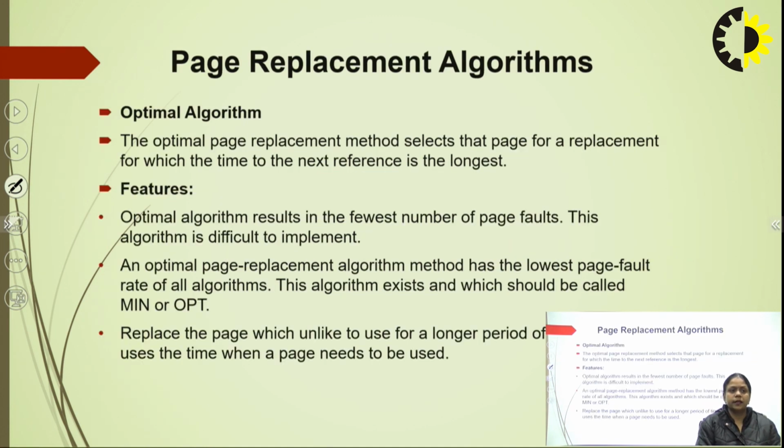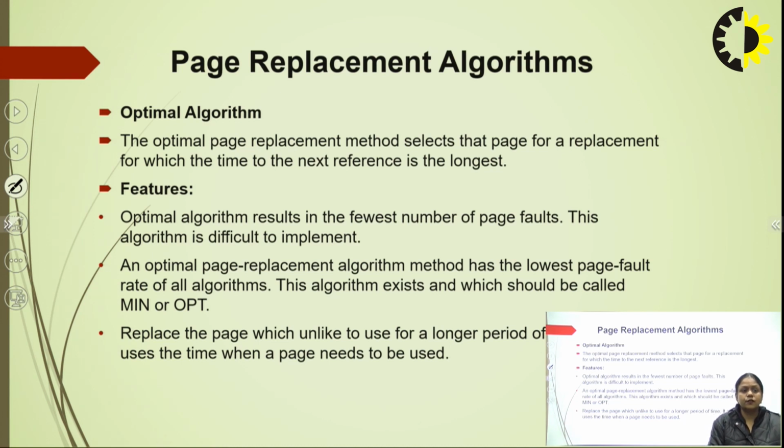Now, the next algorithm is the optimal algorithm. The optimal page replacement method selects that page for replacement for which the time to the next reference is longest. So, in this case, we will see the future reference. If the page is not going to be referenced in the future, then we can replace that page. Okay? The optimal algorithm results in the fewest number of page faults.